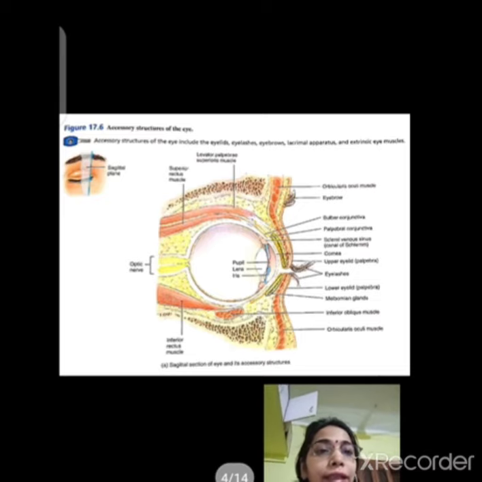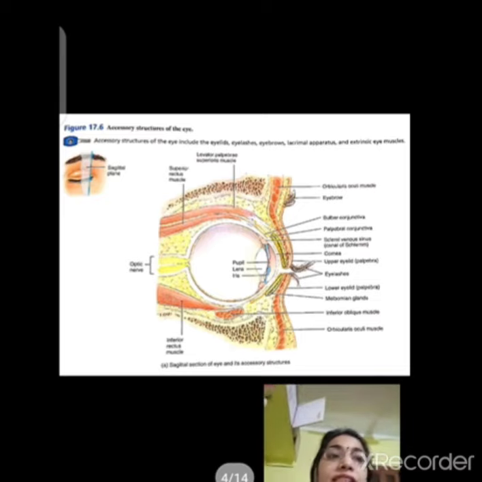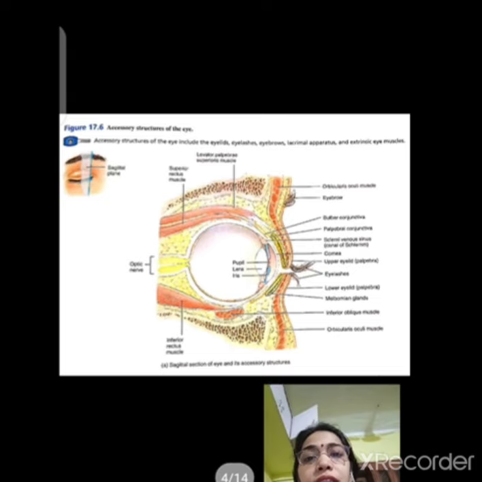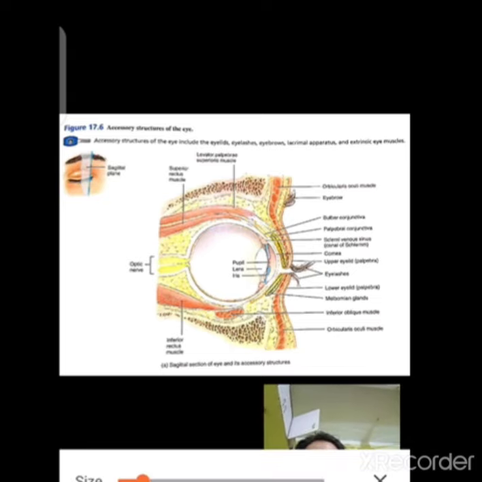These extrinsic eye muscles produce the essential movements of the eye. The extrinsic eye muscles extend from the walls of the bony orbit to the sclera. This is your bony orbit. So it takes origin from the bony orbit to the sclera, to the anterior part of the eye, from here to here.